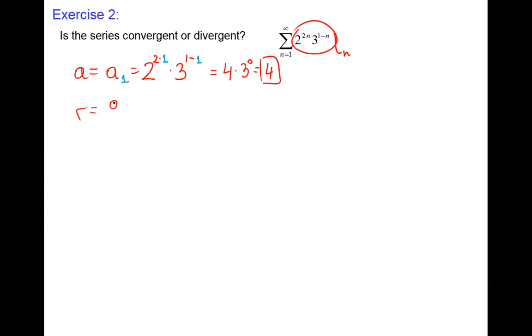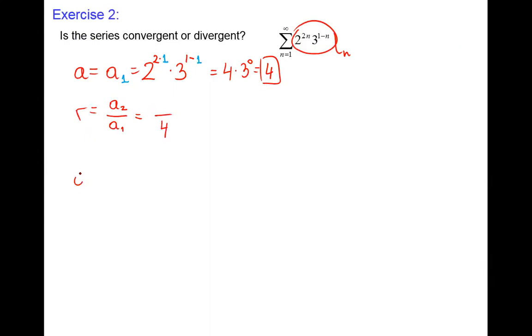Now the common ratio. I can compute the second term and divide by the first one. Do you remember? That's the easiest, the most obvious way, because of course I always have shortcuts. That means we do have a 4.